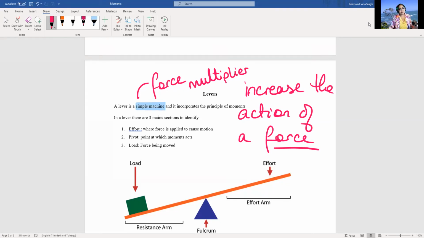So what do we do with a lever? A lever is simply something that we use to lift an object.